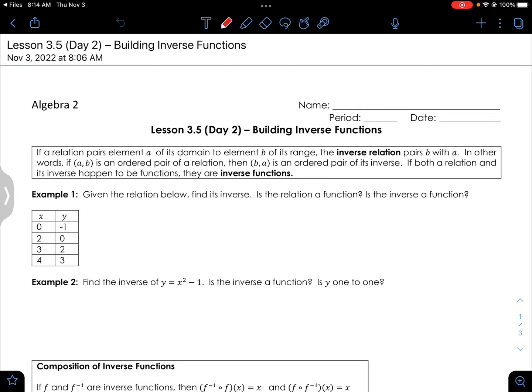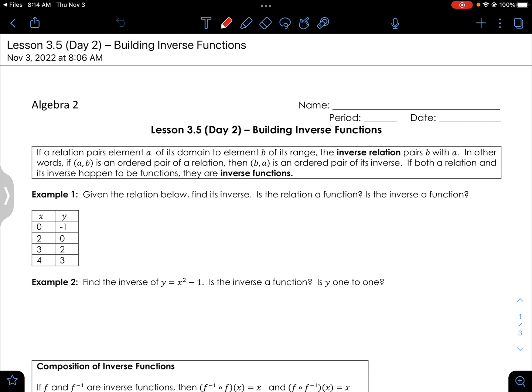In this lesson, we're going to continue our exploration of inverse functions. We're going to continue looking at how to tell if something is a function and whether or not its inverse is a function. We will determine how to figure out whether or not two functions are inverses of each other, and we will talk about how to restrict the domain of a function so that its inverse is a function.